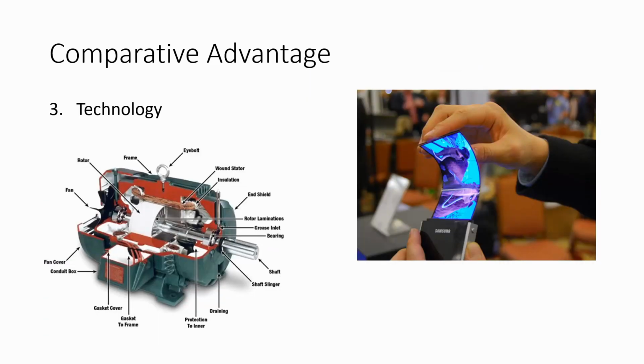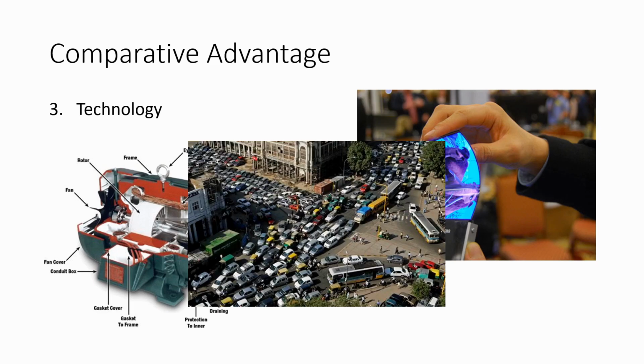And the third thing that gives different countries different comparative advantages is technology. The more technology you have, the more likely you are to be able to produce goods well. Typically, when we think about technology in the production possibility frontier, it's going to shift the whole PPF out. So countries with better technology are going to be able to produce more goods.